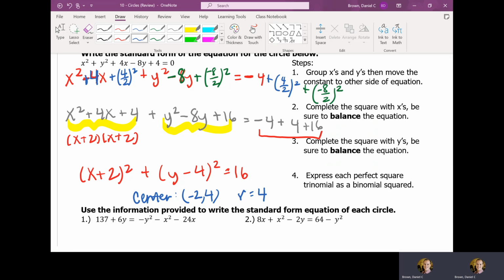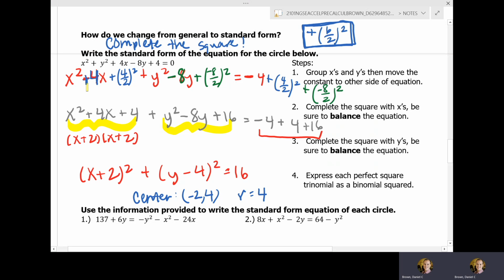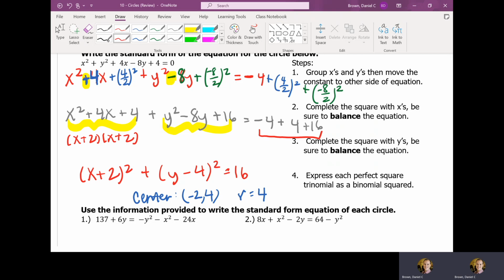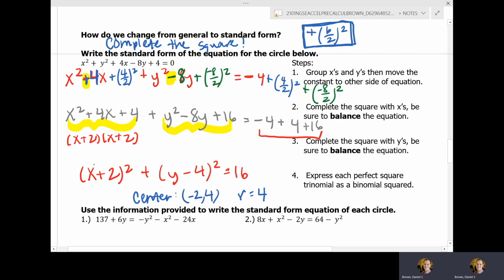So some shortcuts. The sign you see in front of the b value tells you the sign you're going to have inside your binomial. And then that b value over 2, just looking at the number, not really the sign of it, that will tell you what goes inside the parentheses as well.